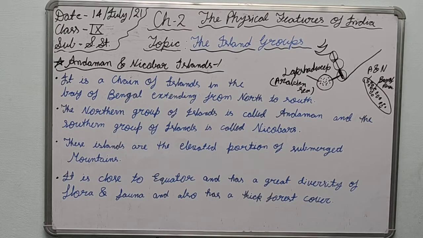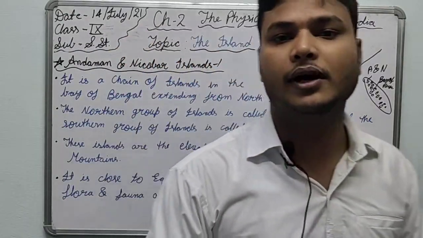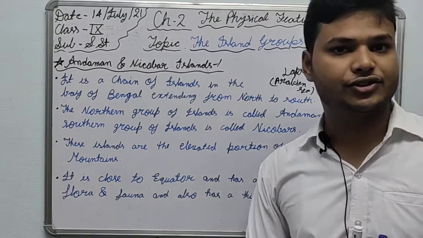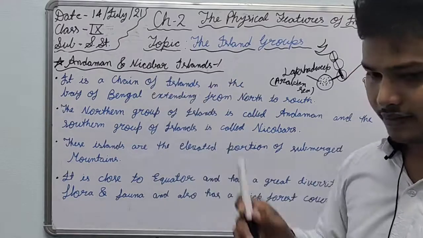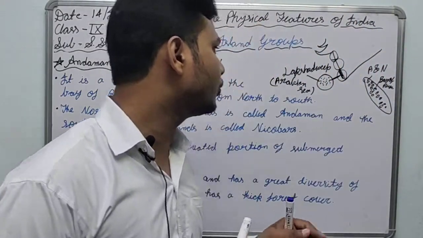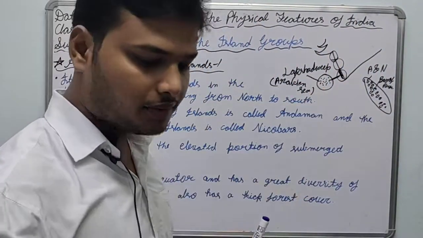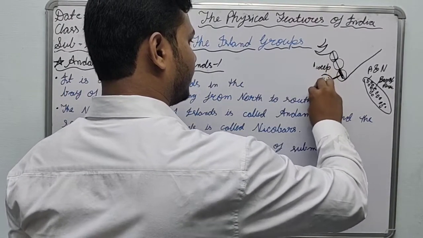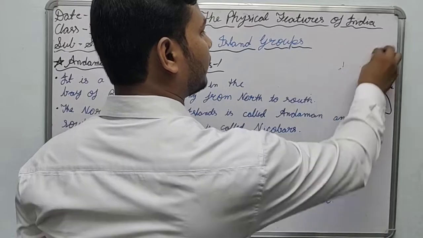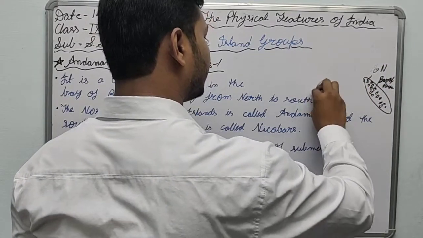Okay, so now let's discuss the Andaman and Nicobar island groups. First, Lakshadweep we have completed. Now we are going to discuss the Andaman and Nicobar islands. So first, look, let's find the location. This was the Lakshadweep. Let me make the Andaman and Nicobar islands only.